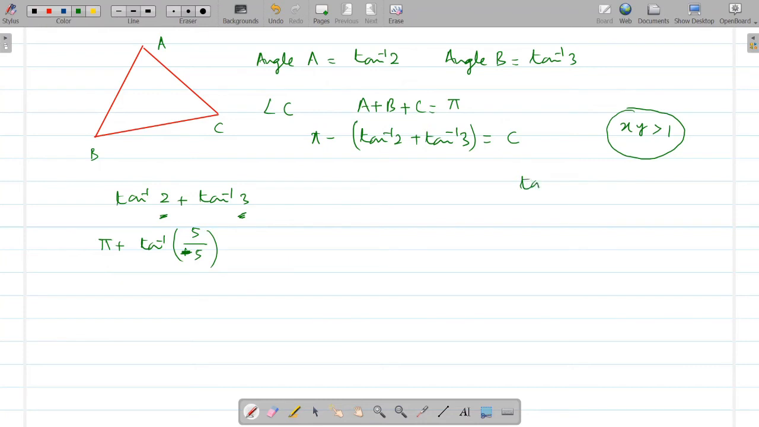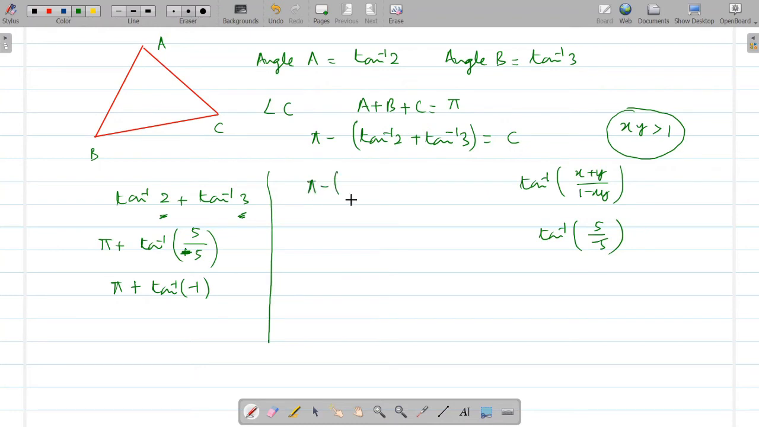I have substituted the values in tan inverse of x plus y upon 1 minus xy, where x is 2 and y is 3. So that is tan inverse of 5 upon minus 5. So we get pi plus tan inverse of minus 1. Now I'll substitute: pi minus tan inverse of minus 1. So you see pi cancels, and you will get minus tan inverse of minus 1.